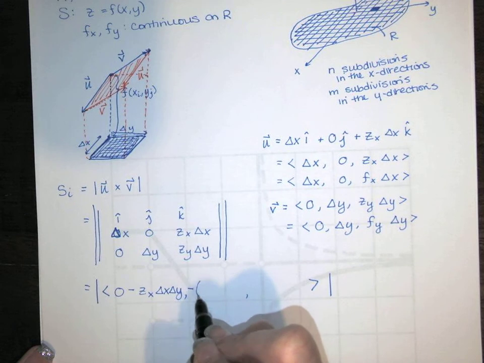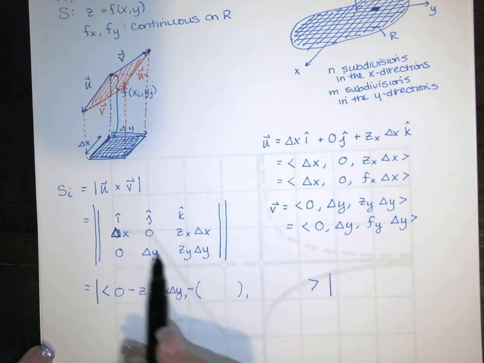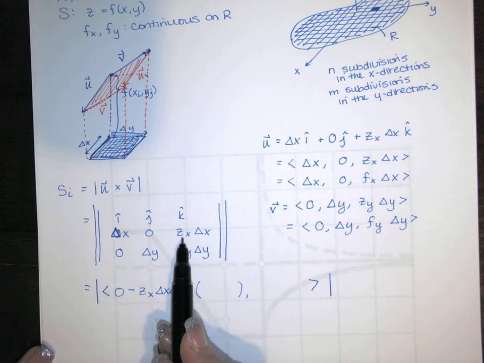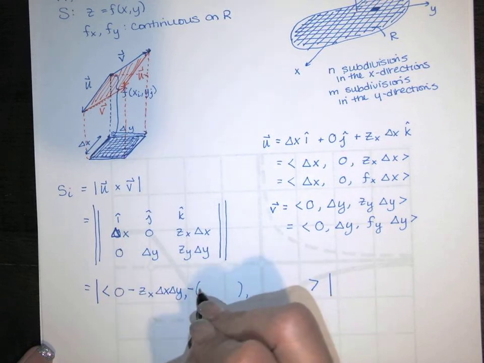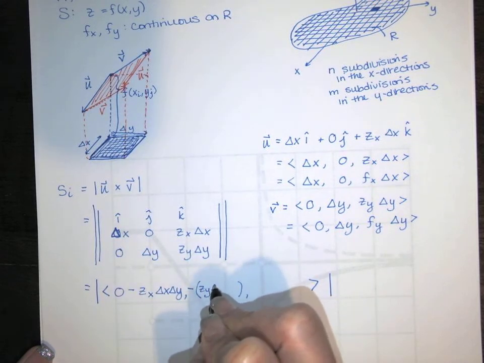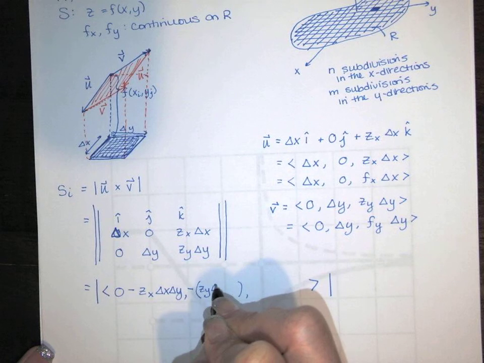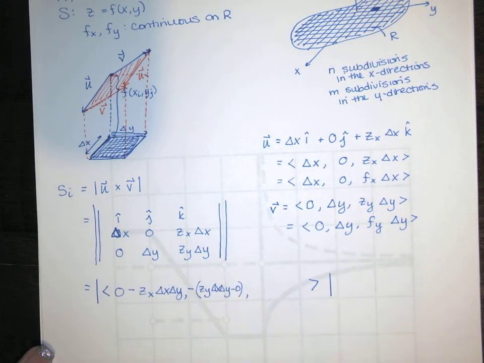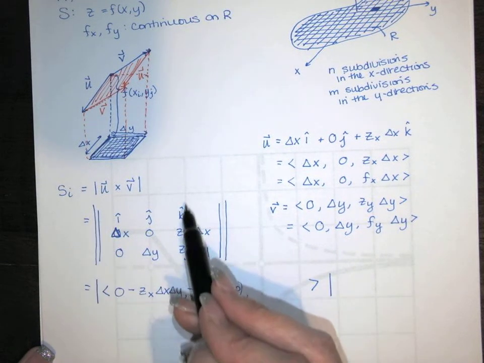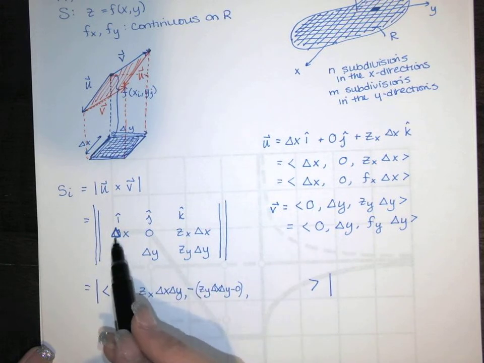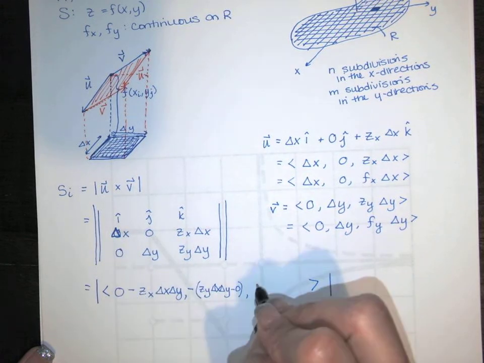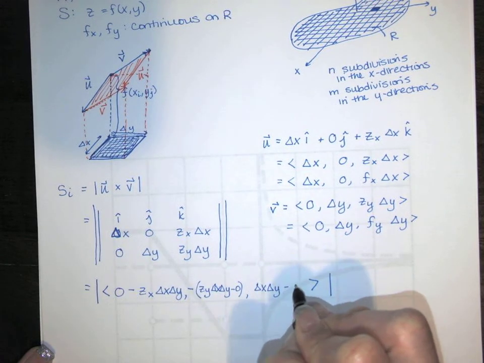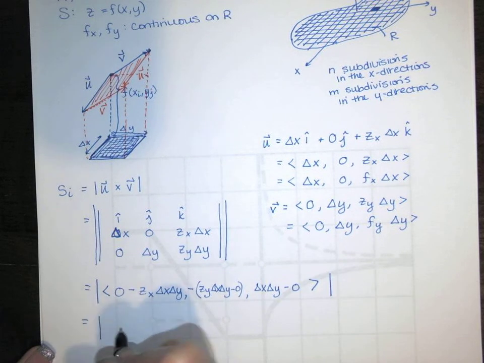And then we always subtract, cross out the row and column containing j hat. This times this minus this. Well, this times this is the partial of z with respect to y times delta x times delta y. And then we're subtracting 0. And then we cross out the row and column containing k hat, and we get delta x times delta y minus 0. So we've got this vector here.